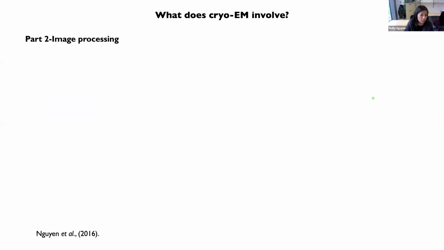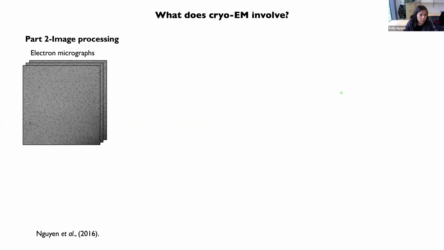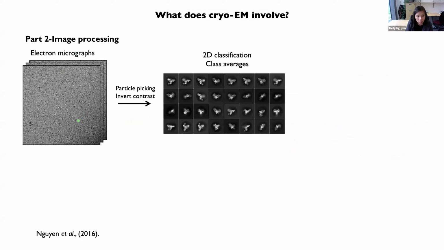Single particle EM is image processing, where we collect a lot of these micrographs, which we call electron micrographs. When you have the particles on these micrographs, as you can see here, they have very low signal to noise. So what we have to do is collect a lot of them, pick these particles on the micrographs, invert the contrast and average many of them in order to improve our signal to noise. And this is what we call 2D classification.